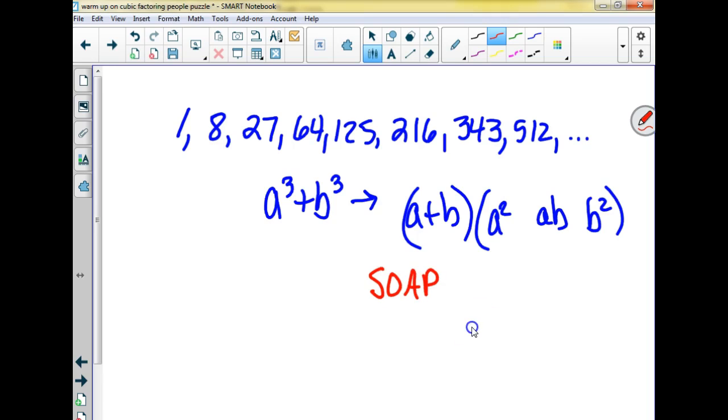SOAP, okay? Whatever this sign is right here in the original problem, you keep it the same here. This was a plus, this is a plus. O would be opposite, so it changes to minus. And AP is, this is always positive at the back.